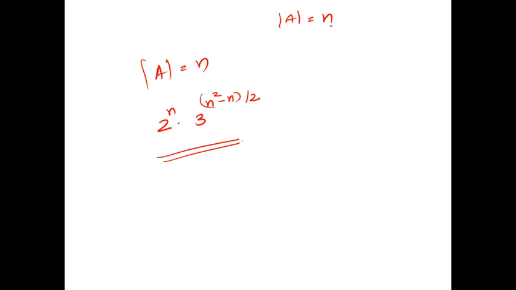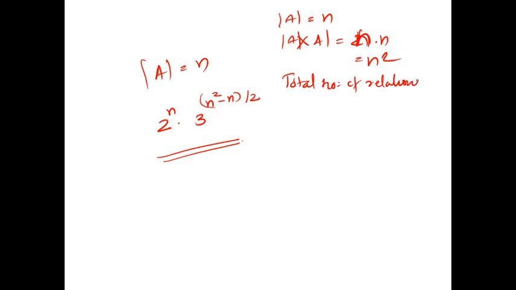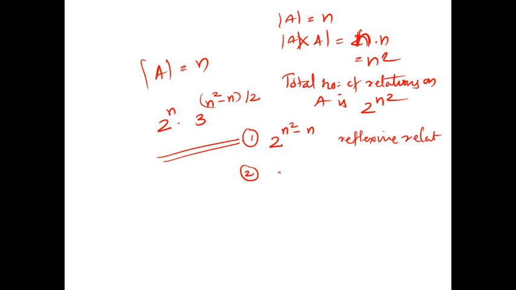If |A| is equal to n, as we all know, A cross A should have n into n, or n square, elements. The total number of relations on A is 2 power n square. The total number of reflexive relations is 2 power n square minus n. And the total number of symmetric relations is 2 power (n square plus n) by 2.